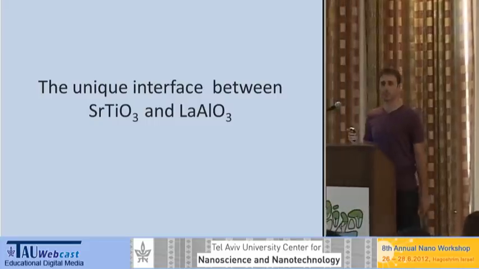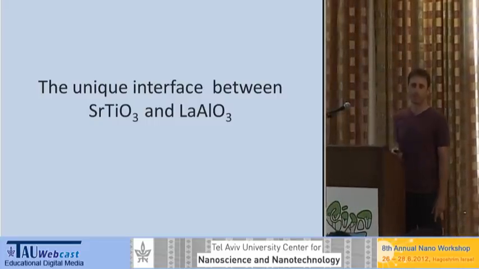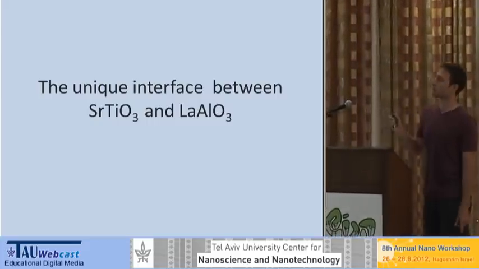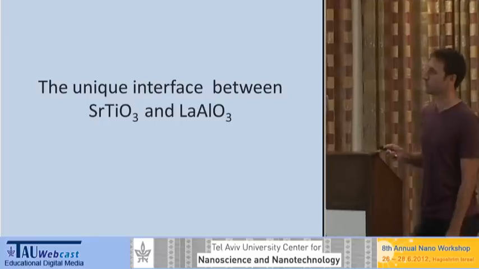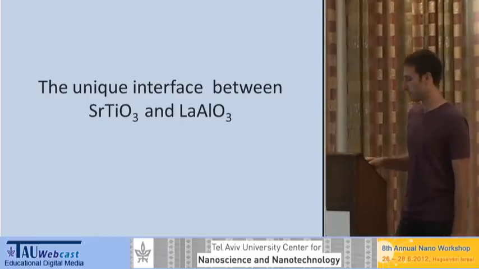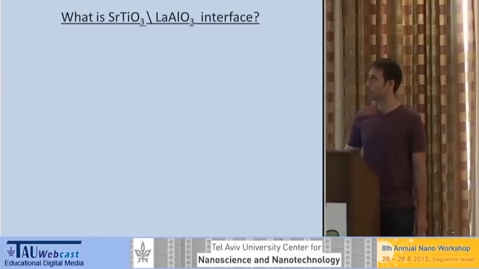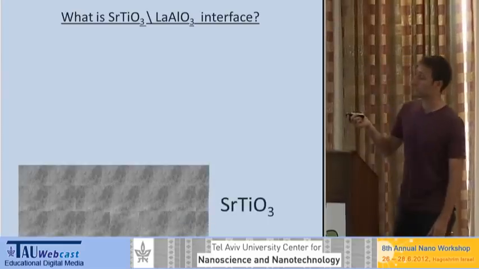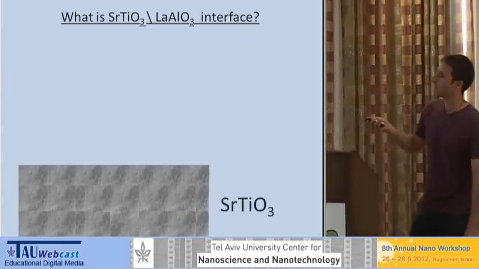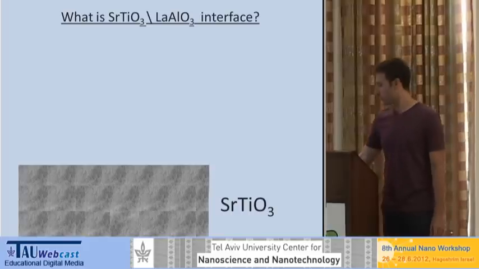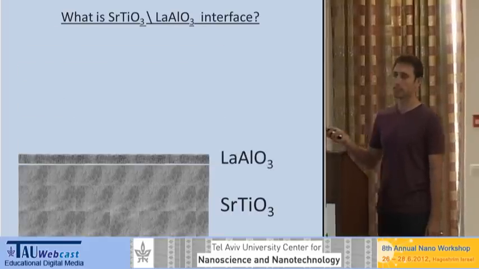Flexer. I'm from the School of Physics, Yoram Dagan's group. And my poster is about the unique interface between two very simple ceramic materials. And what is exactly this interface? So basically, we take the first ceramic and we use a laser, very much like this, and we sputter on top of it the second ceramic.